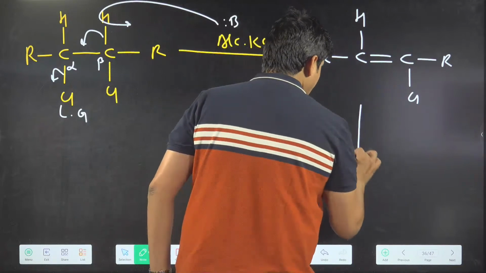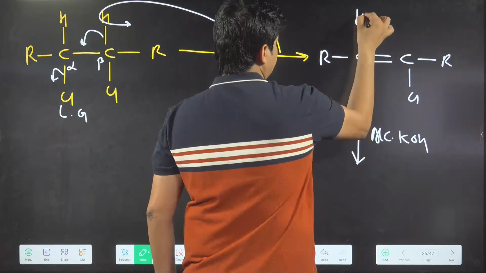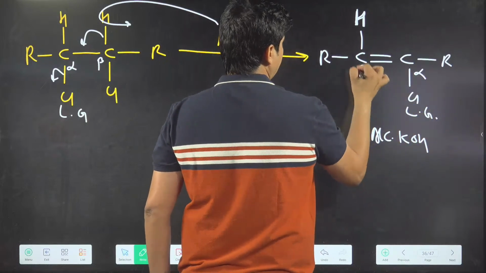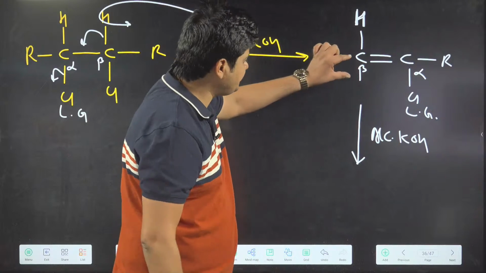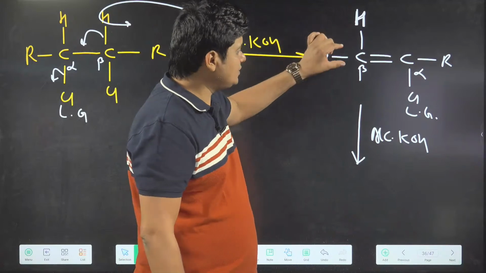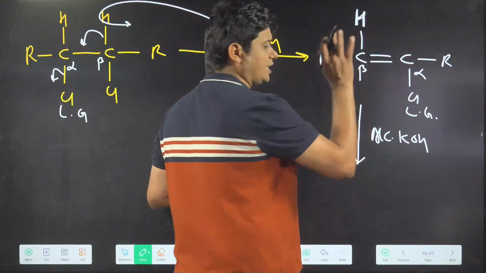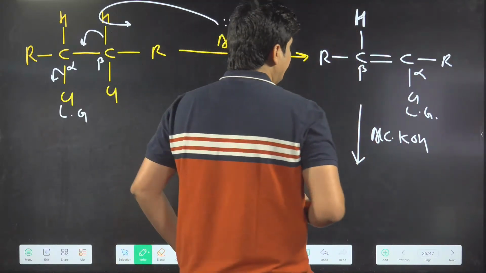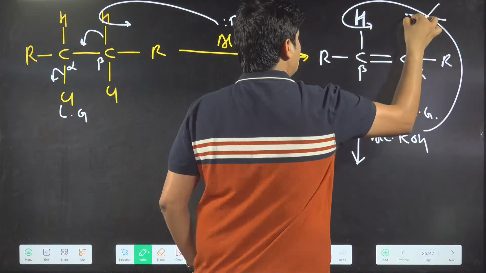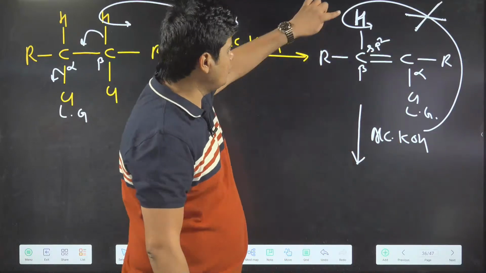Now, alcoholic KOH. This beta hydrogen, this is the leaving group, alpha, beta. This beta hydrogen is attached to an sp2 carbon. So the strength of this carbon bond is more than the previous one. As well as this chlorine has partial double bond character. So this alcoholic KOH is not able to remove this hydrogen attached to an sp2 carbon.